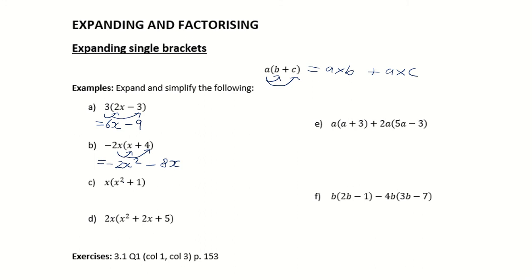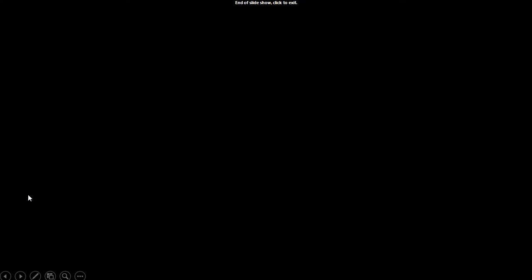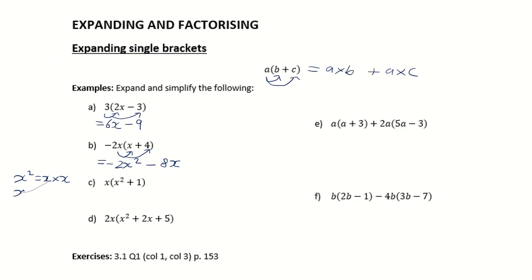So x times x squared. Remember, x squared is just x times x. So x squared, which is just x times x, multiplied by x again, is just going to be 3 x's, and we can write this as x to the power of 3. So you don't have to write this down, but x times x squared is going to give us x to the power of 3, and then x times 1 will give us 1x.